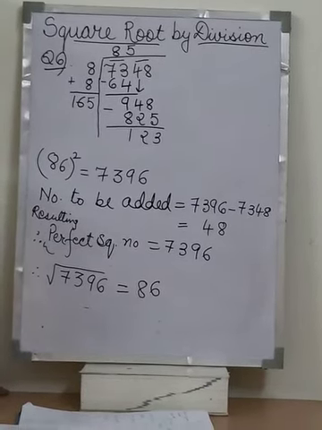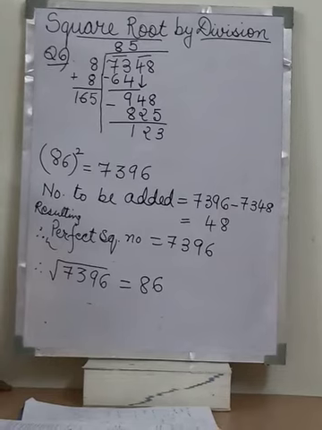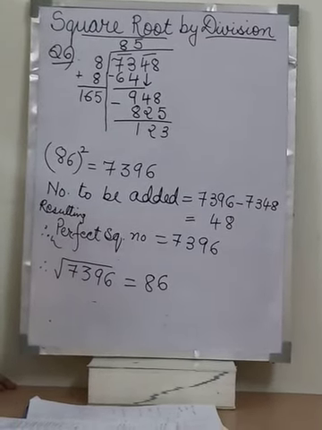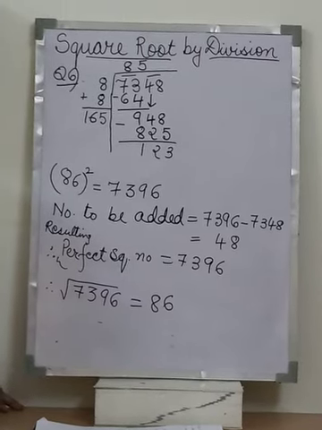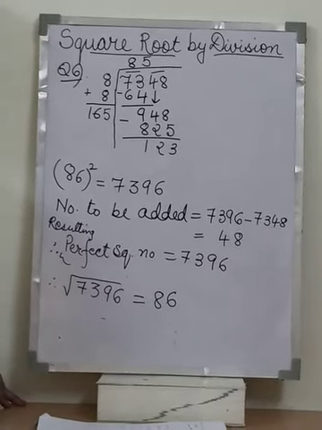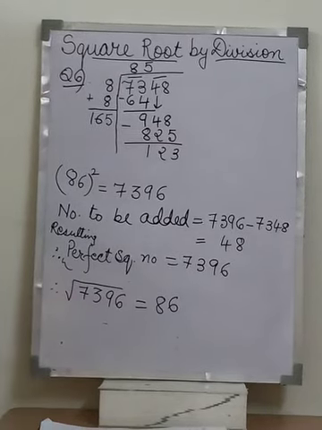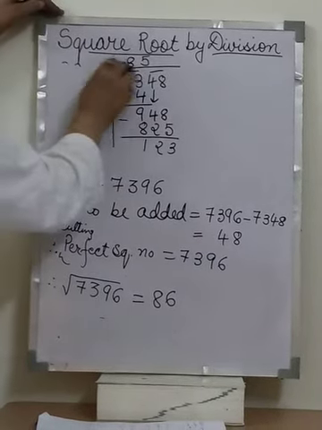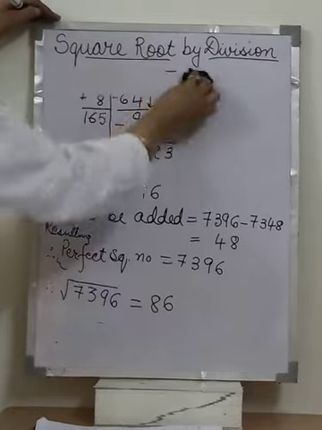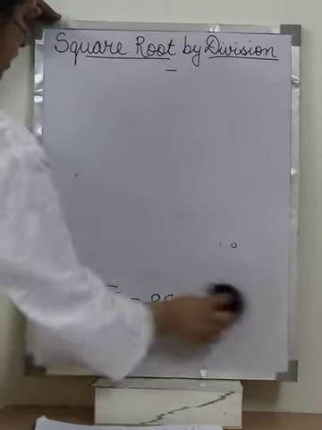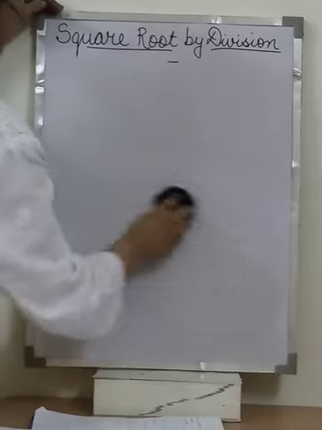Question number 7, they are saying find the greatest number of 6 digits which is a perfect square. So we are looking for the greatest 6-digit number, but it is a perfect square number. Find the square root of this number. So how we do it? Same with the greatest 6-digit number.